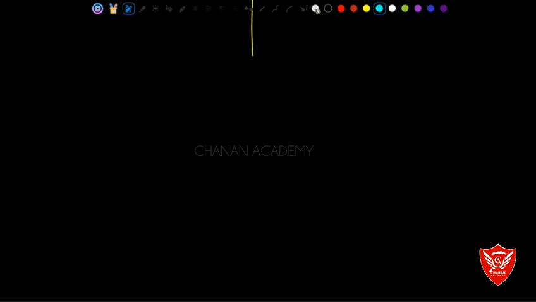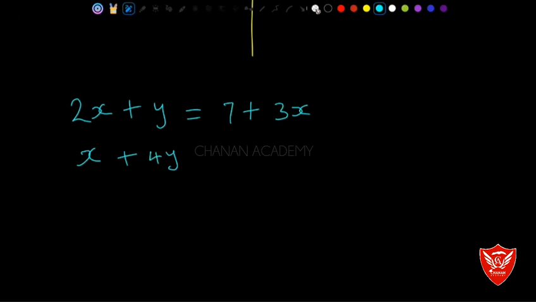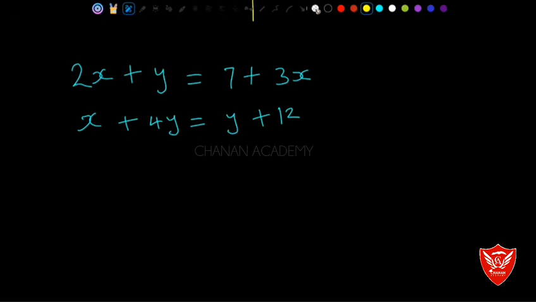All right. Another exam tip I'm going to give you is that whenever you see two equations like, let's say for example, we have 2x plus y equal to 7 plus 3x, and then you have x plus 4y equal to y plus 12. These are two equations and it looks very bulky. What you need to do is to rewrite or simplify the equation so that it will look like a proper equation. You just need to pick the like terms, add or subtract, and then you have a straight equation.